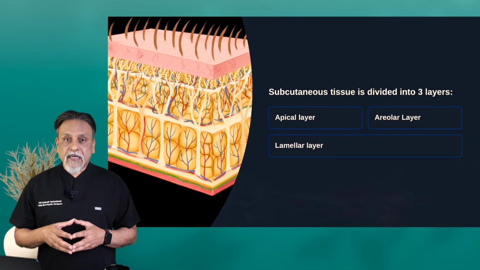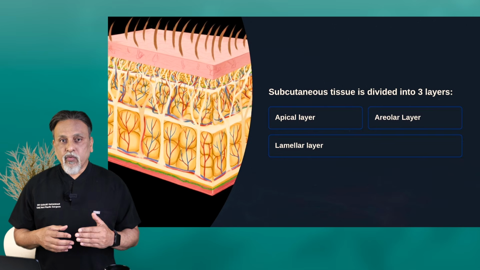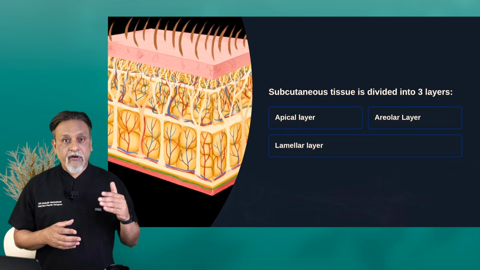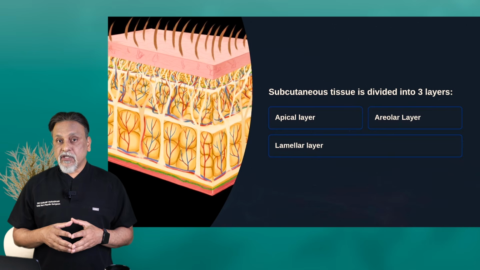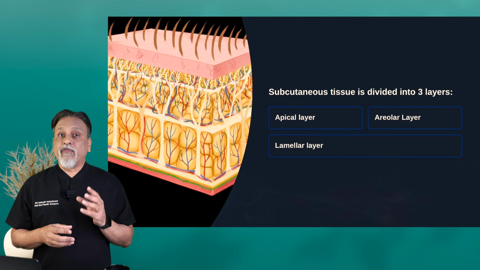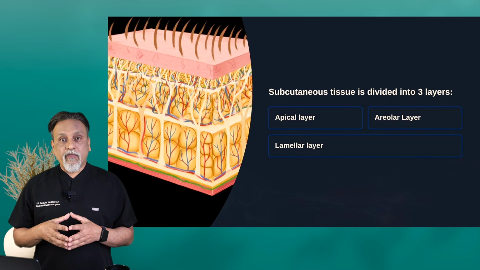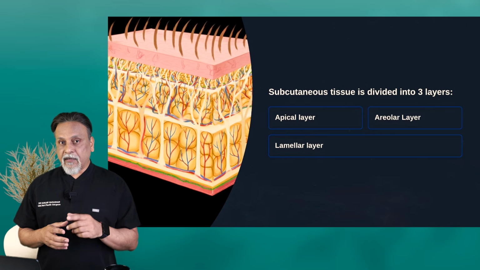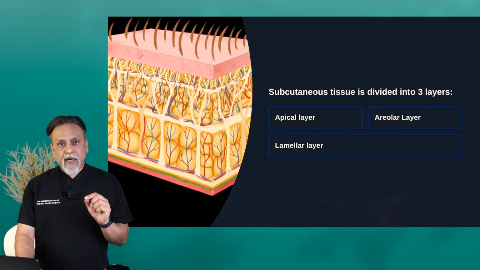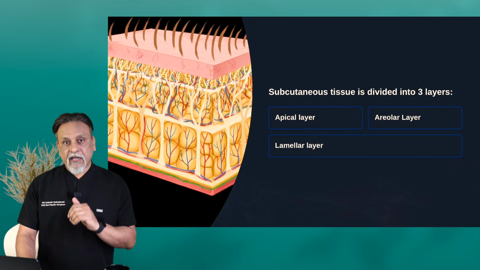Now the subcutaneous layer of the body is the same all over the body. Once you understand the basics, you will be able to apply it to different parts of the body and even different surgeries. So it's very important to understand the anatomy of fat, particularly when you are doing liposuction, because it's not just removal of fat, it's sculpting of fat. So subcutaneous tissue is divided into 3 layers, and these are apical layer, areolar layer and lamellar layer.